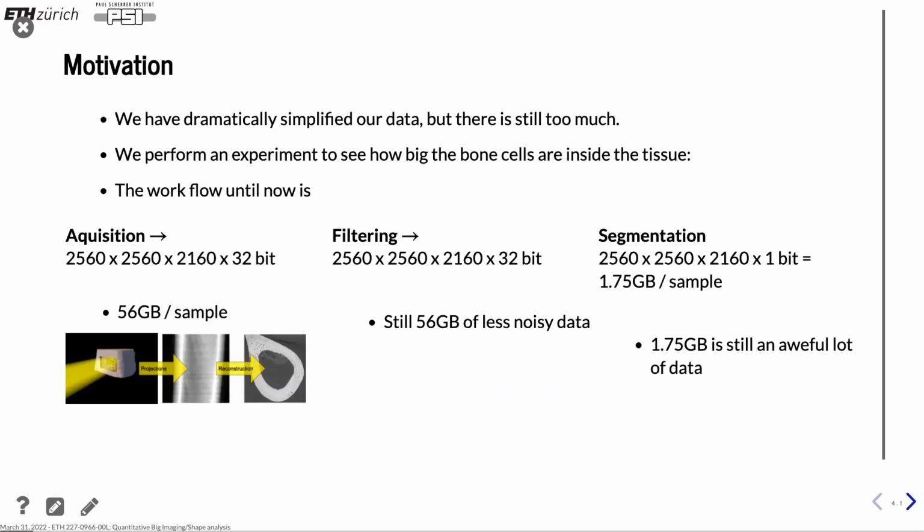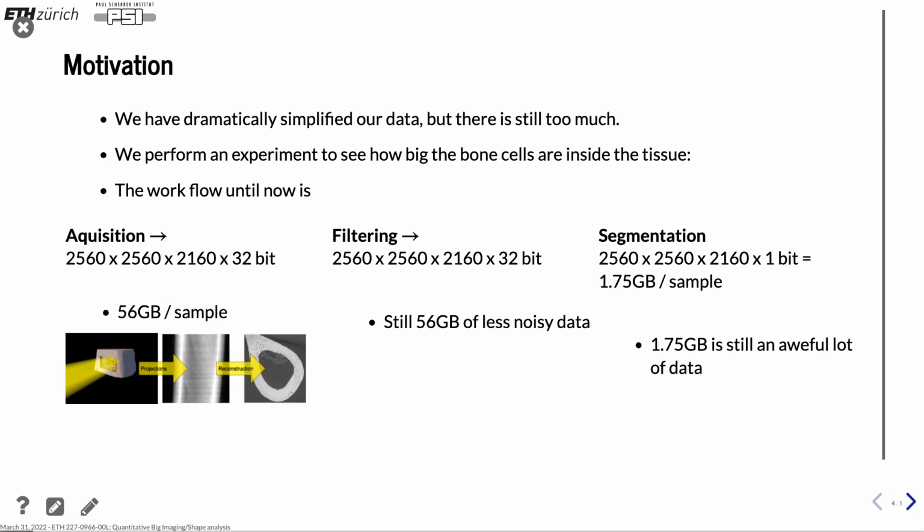So looking at the whole chain we have done until now, we have acquisition that produces quite a lot of data, 56 gigabytes in this example. And mostly you need to do some filtering. And during the filtering, you land in the same amount of data. So then you have an additional 56 gigabytes of data because you usually keep the raw data a while.